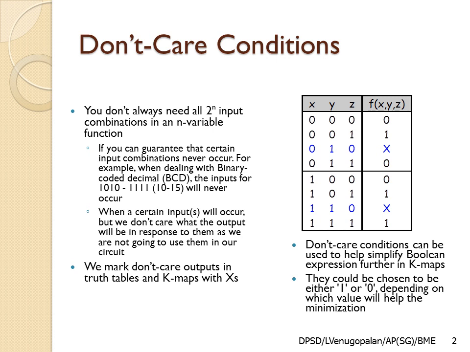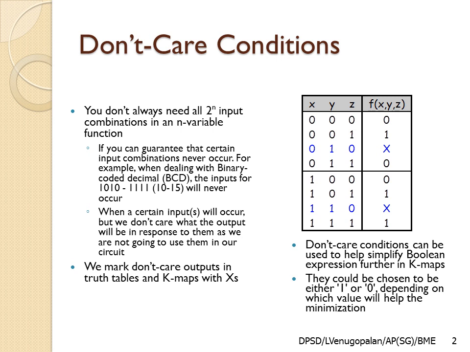Don't care conditions occur when you do not always need all the 2 raised to n input combinations in an n-variable function in order to get a unique solution. For example, if you can guarantee that certain input combinations never occur, like in BCD, binary coded decimal, the inputs 1010 to 1111, that is 10 to 15 in decimal, will never occur.